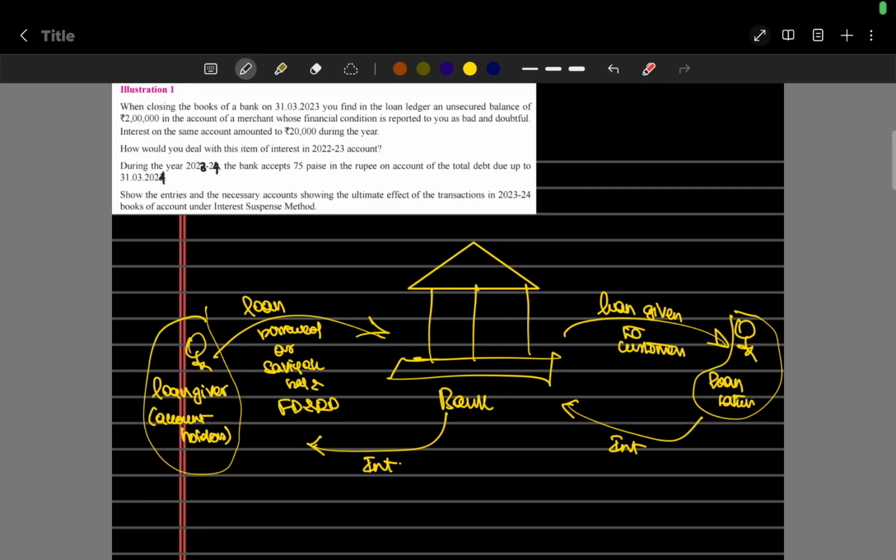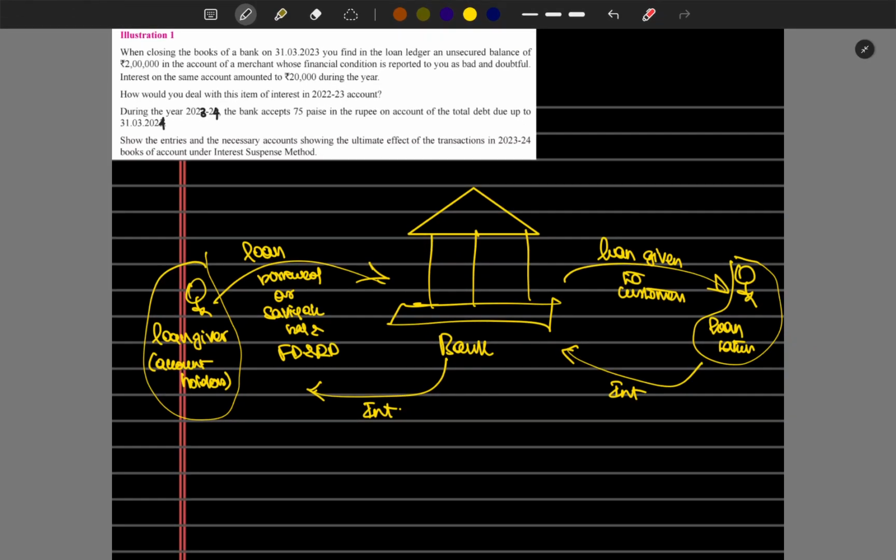Welcome back. Today we are planning to solve one problem from financial statements of banking company, and this is one type of problem from the chapter. There are some other models also, which we will work out in upcoming days.